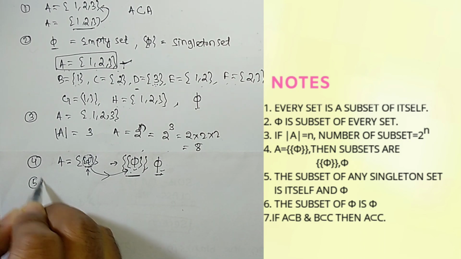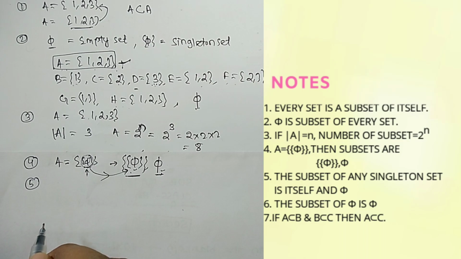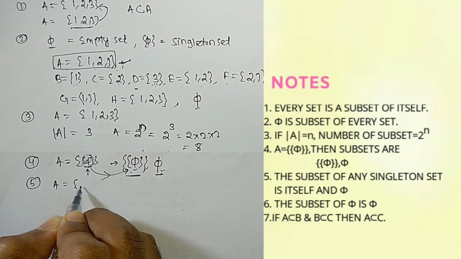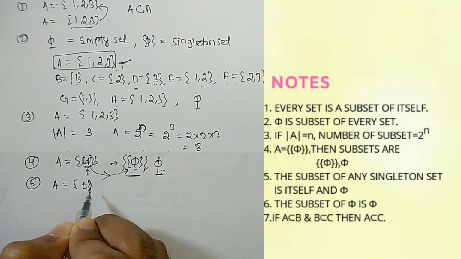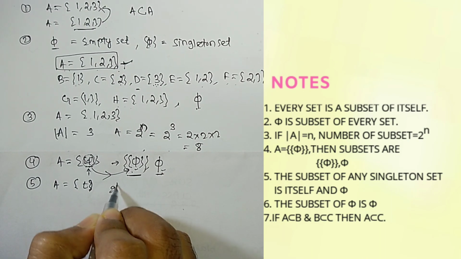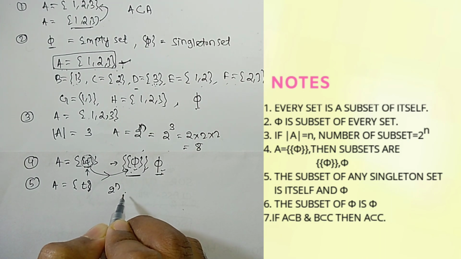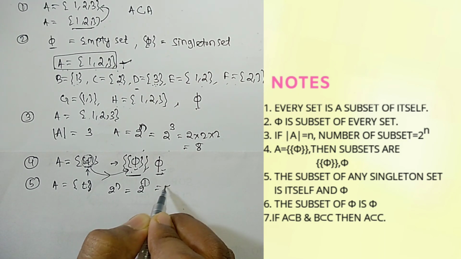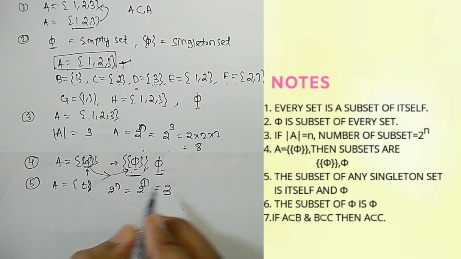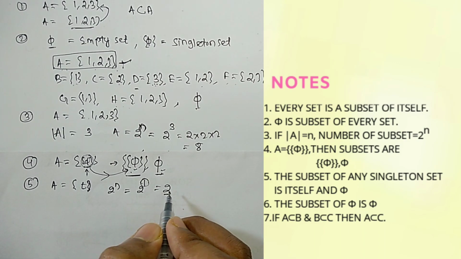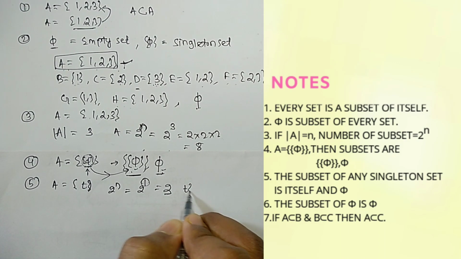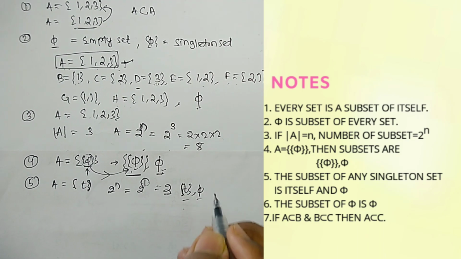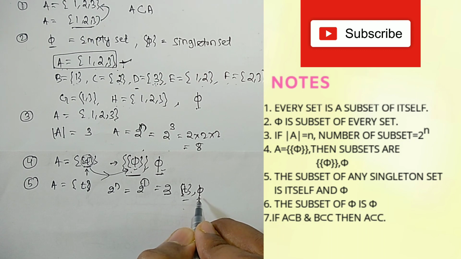And point number 5 is: the subset of any singleton set is itself. Let us consider A. It contains the element T. So the number of subsets, according to point number 3, is 2 to the power 1, as there is one element, so 2. That means there are two subsets. What will they be? The two sets will be the set T itself and phi. So these are the two sets. Consider that phi is not an element, it is a set.